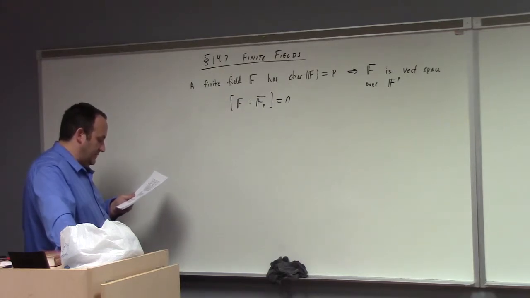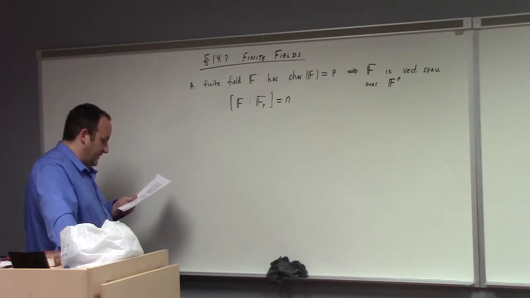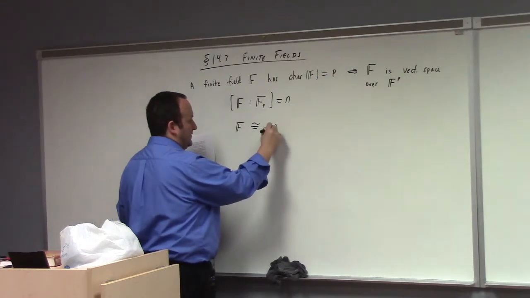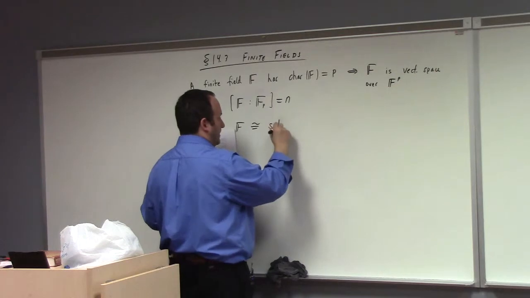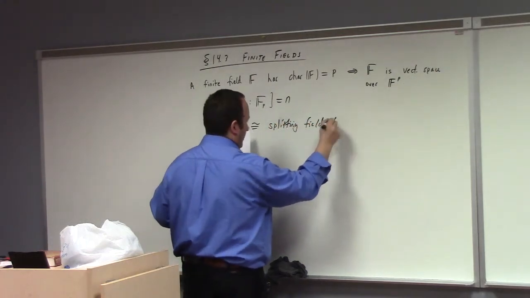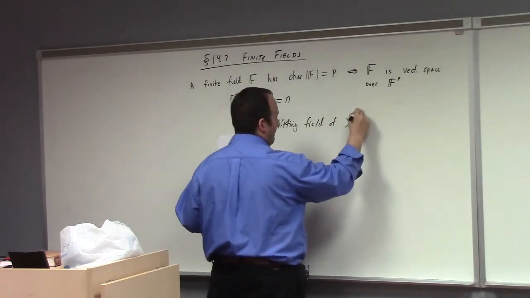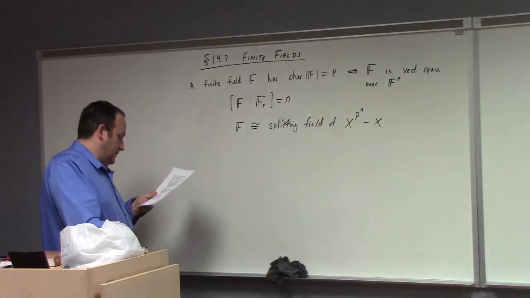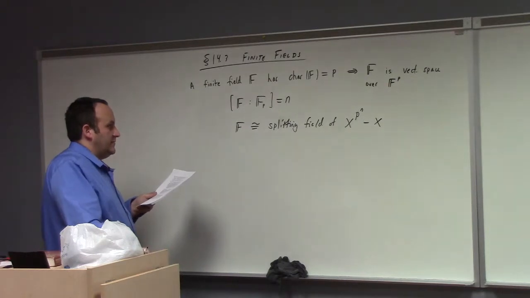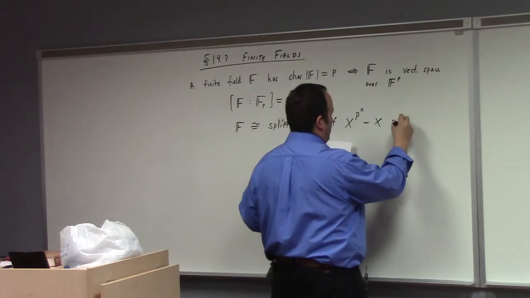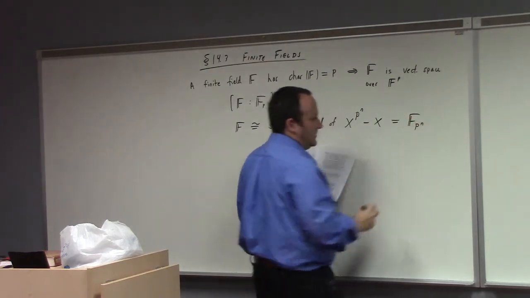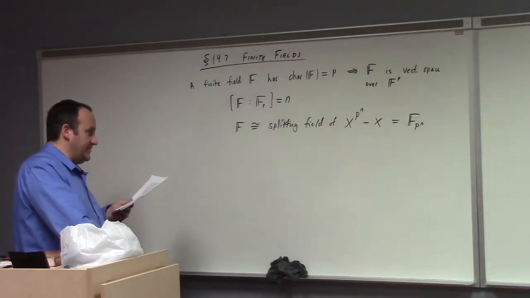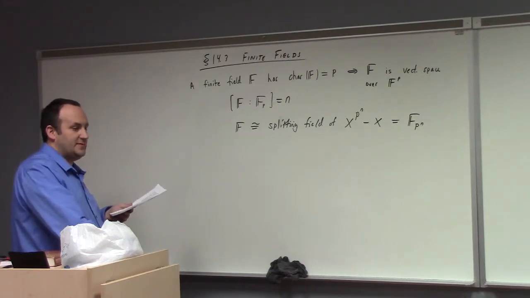And we've already seen, following Proposition 13.37 from chapter 13, that F is isomorphic to the splitting field. So F is isomorphic to the splitting field of what? x^(p^n) minus x. All right. And we're going to denote this by F_(p^n). That's going to be the splitting field of that particular polynomial. So if you wonder what F_(p^n) is, that's his notation for the splitting field of the polynomial x^(p^n) minus x.